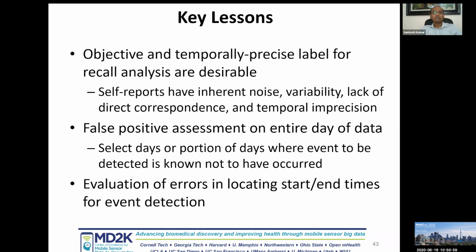So our key lessons are that objective and temporally precise labels for recall analysis are quite desirable. Self-reports have inherent noise, variability, lack of direct correspondence, and temporal imprecision that we need to account for. And for false positives, I would prefer that it be done on the entire day of data and reported as false positives per day. And wherever feasible, we should evaluate the errors in locating the start and end.